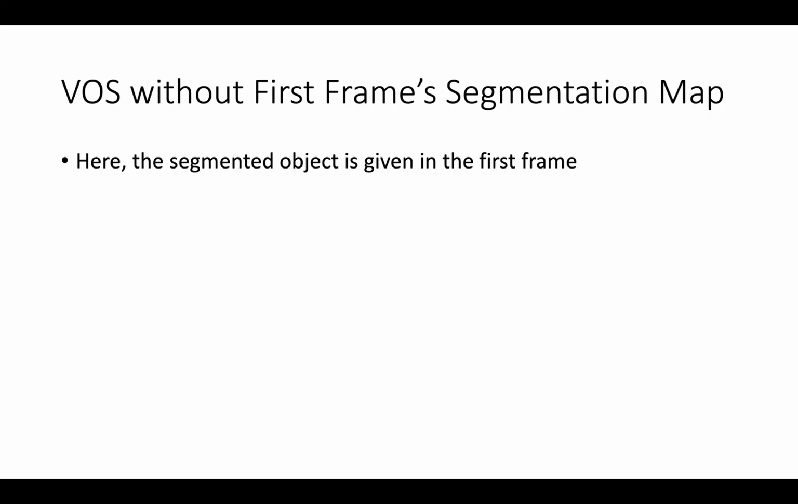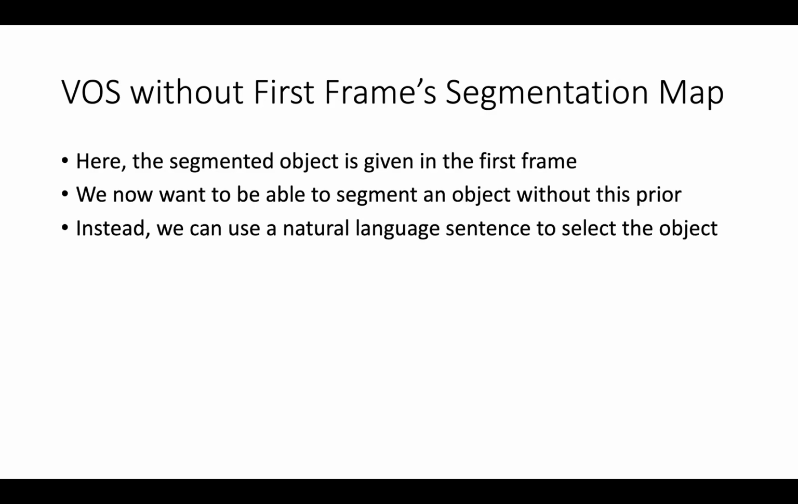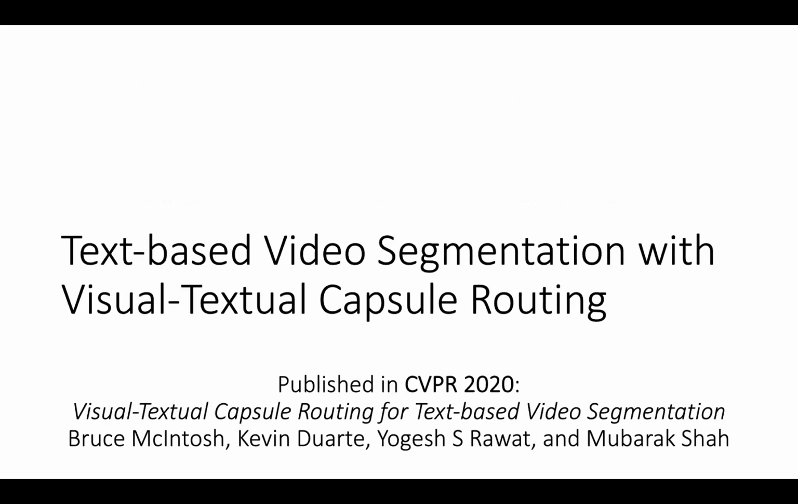So in this work, we've segmented objects based on the first frame. However, what if we don't want to have to segment the first frame of every video we want to have segmentations for? How do we have a different prior? Well, what if we instead use a natural language sentence to segment an object? This brings us to the third part, text-based video segmentation with visual textual capsule routing. And this was published in CVPR 2020.